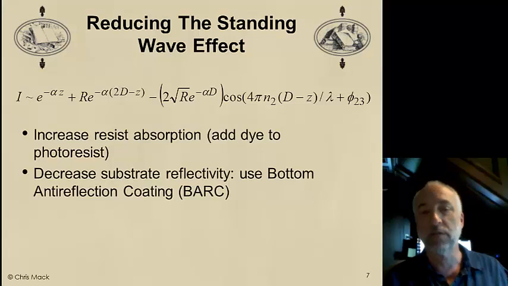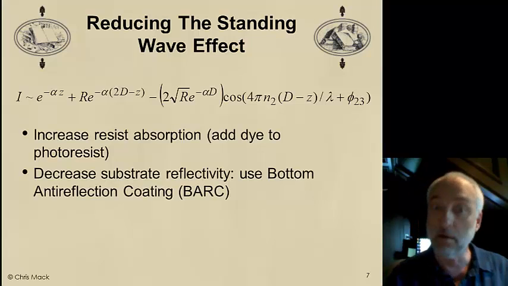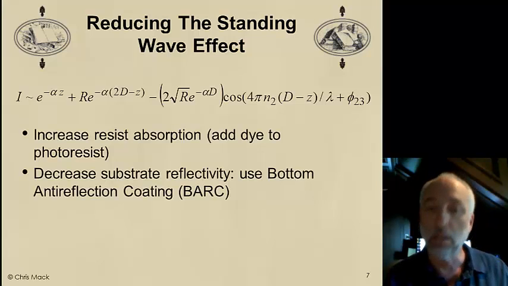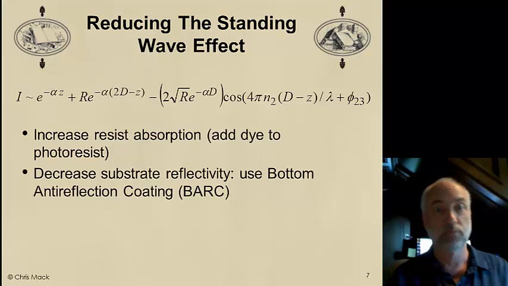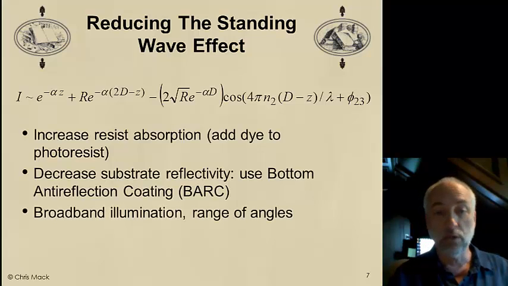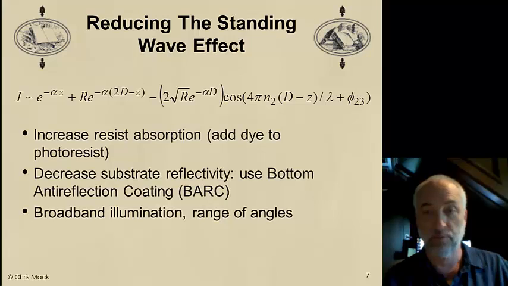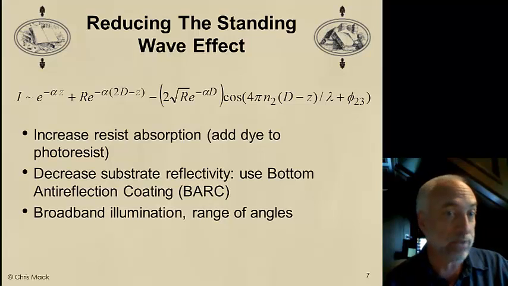We call these materials bottom antireflective coatings. And they are, in fact, the most common way of reducing standing waves. And we'll see that it has some other benefits as well. We could use a range of wavelengths or a range of angles incident on the photoresist.